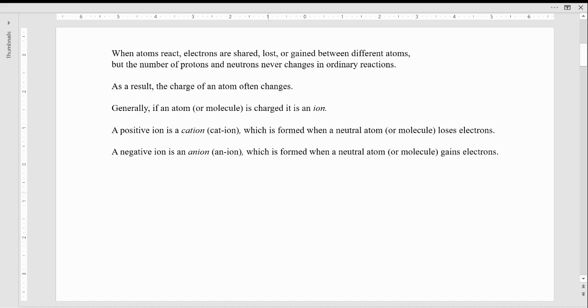I'm just talking about loss or gain right now. If it's lost, then you make a positive ion, and if it's gained, you make a negative ion. The positive ion is called a cation. The negative ion is called an anion. If you study electrochemistry, then you understand why they're called what they're called. Otherwise, you just have to memorize it. Not a big deal.